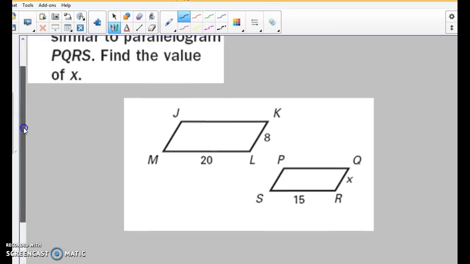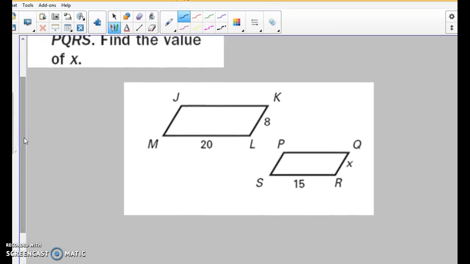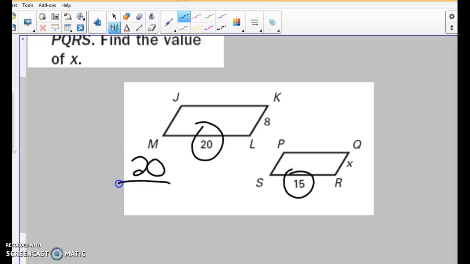Let's find one where we have to find x. So here's one where we would be finding x. My bottom over here is 20, and that's proportional to 15. The one I know on the old triangle, or the old quadrilateral, is 8. I'm trying to find what x is.